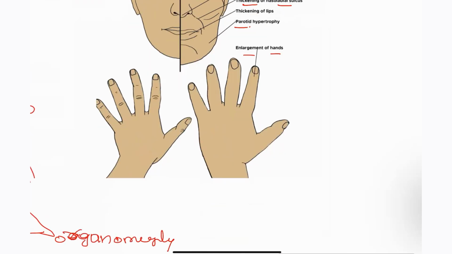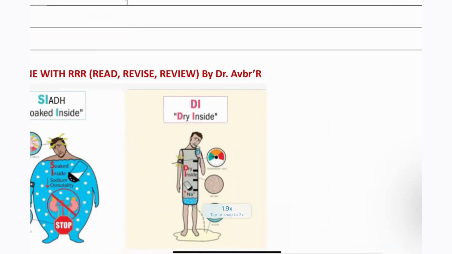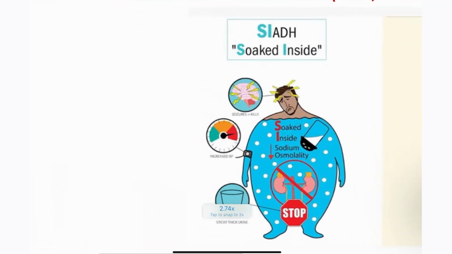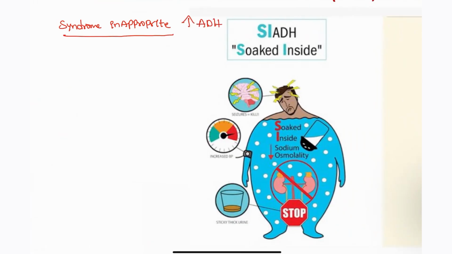Next, moving on to SIADH and diabetes insipidus. Let's see the SIADH, guys. So what happens in the SIADH? This is due to syndrome of inappropriate increased ADH. Okay, increased ADH.